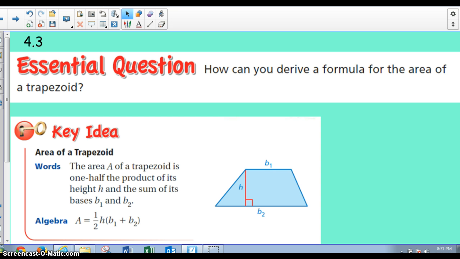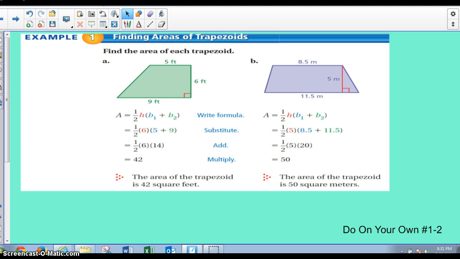If you would pause this, write the words and the algebraic expression for the area of a trapezoid, come back when you're done. Example 1, finding the areas of trapezoids. If you look in A, it says find the area of a trapezoid. So here's the formula that you always have to write down. Area equals 1/2 height times base 1 plus base 2.